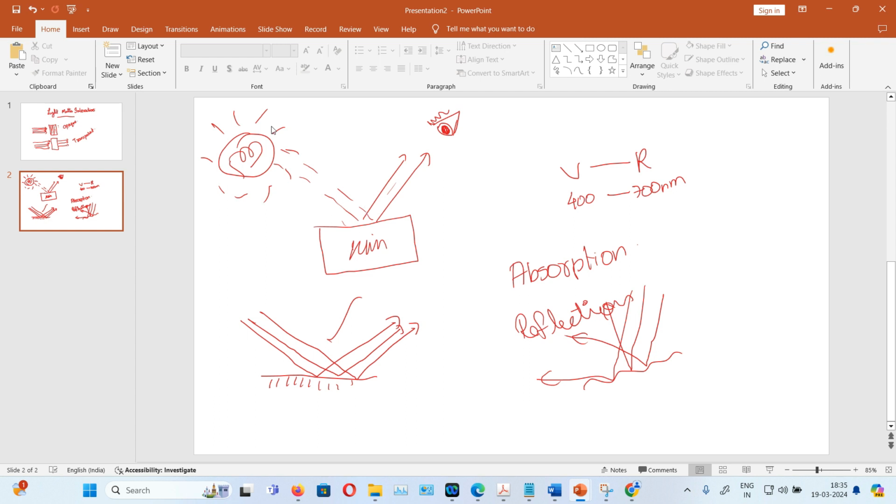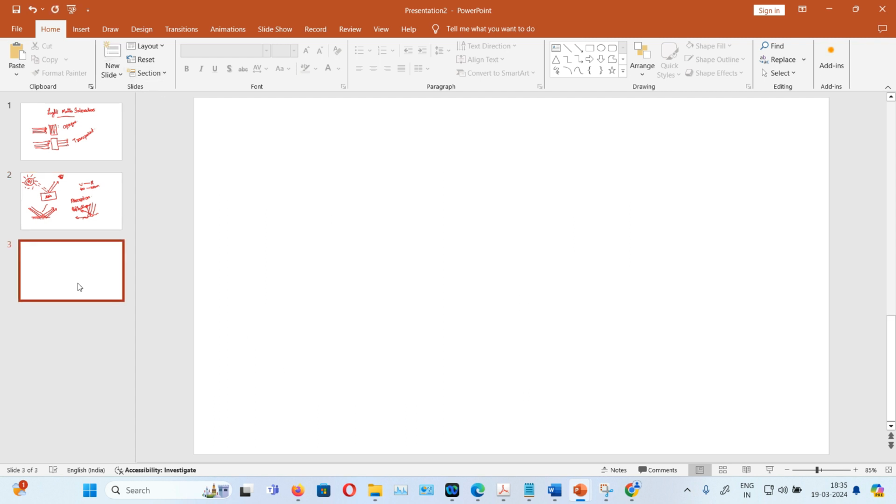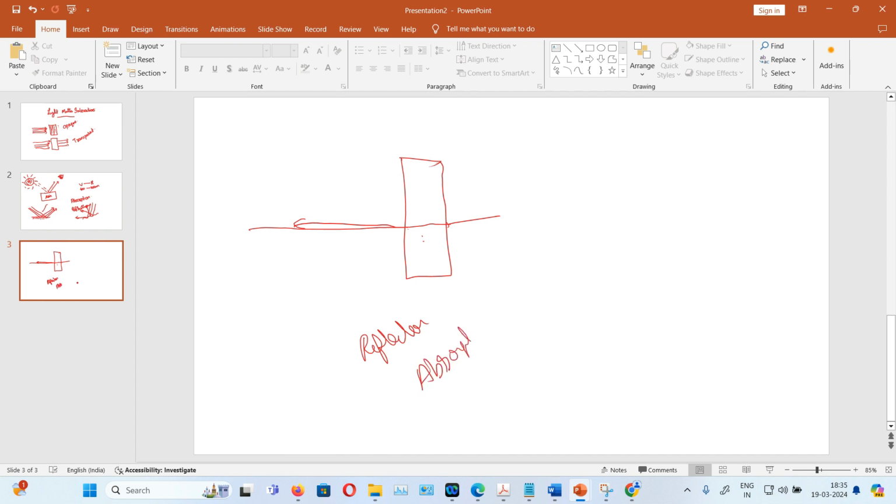In a similar way, we can see what happens when light hits a transparent object. Some portion will reflect back, some portion will pass through, and some of the light may get absorbed by the substance. So there is reflection and there is absorption, and this passing of light from one medium to another, through the substance, is called transmission.